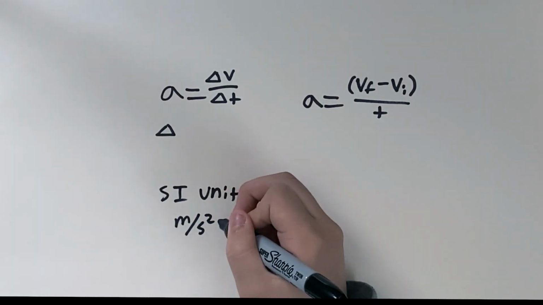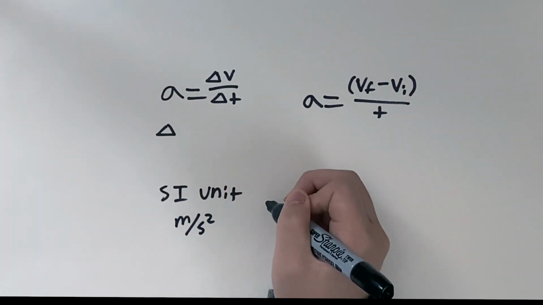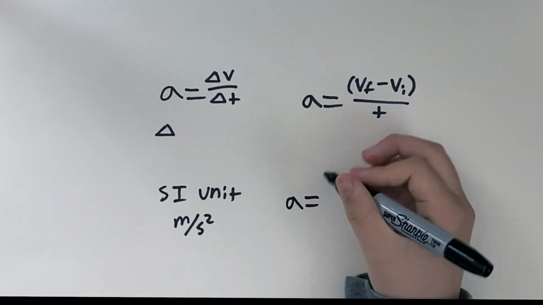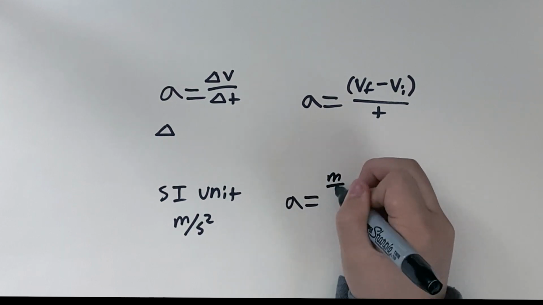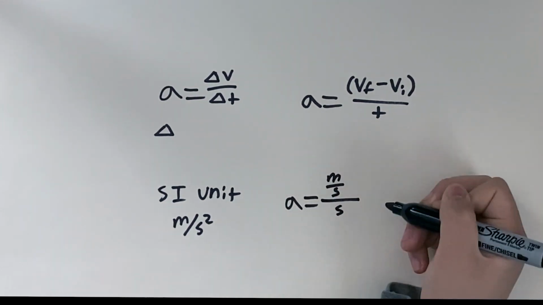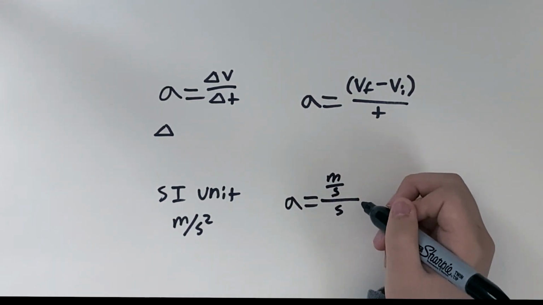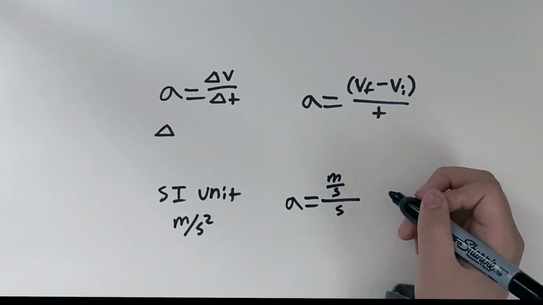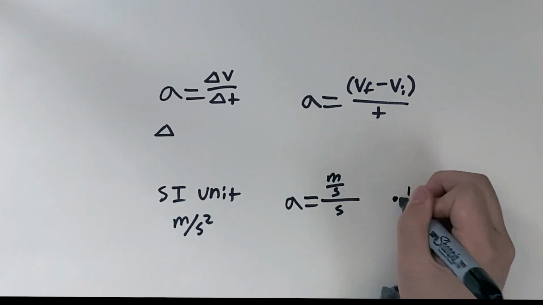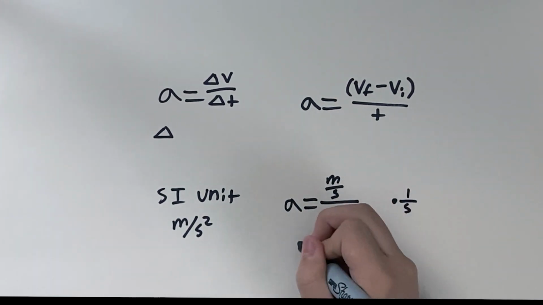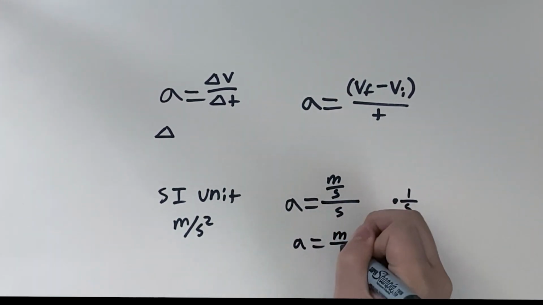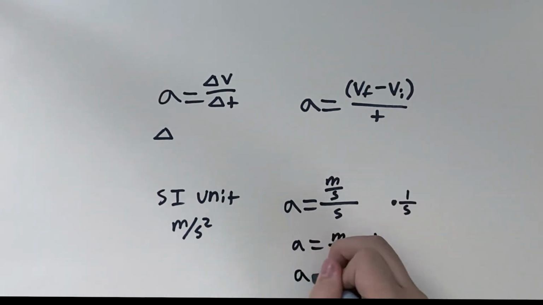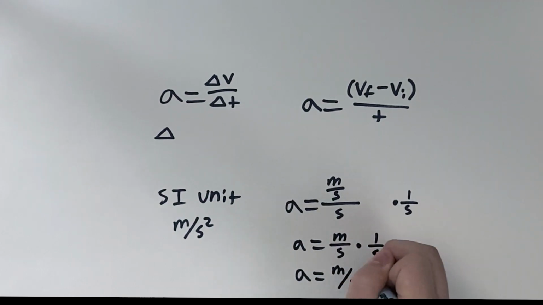To find out why s is squared, we can plug in the units for velocity and time. We get acceleration is equal to meters per second divided by second. When you're dividing by a number, you're actually multiplying the reciprocal of it. So when you're dividing by s, you're multiplying the reciprocal, which is 1 over s. So this becomes meters per second times 1 over second. So acceleration is meters per second squared.